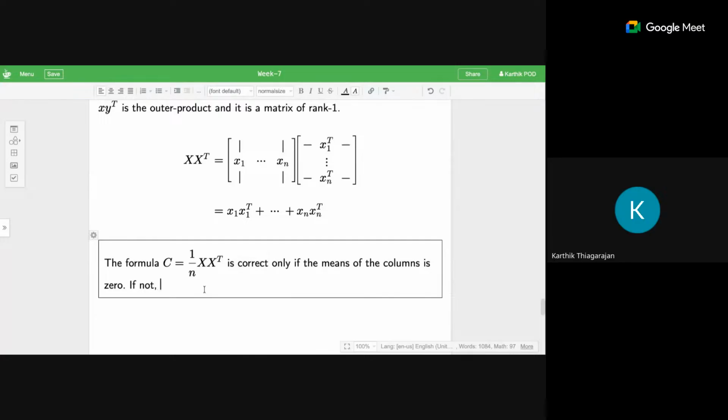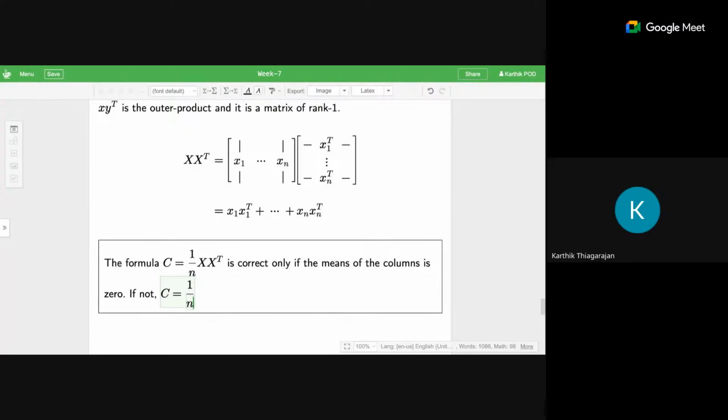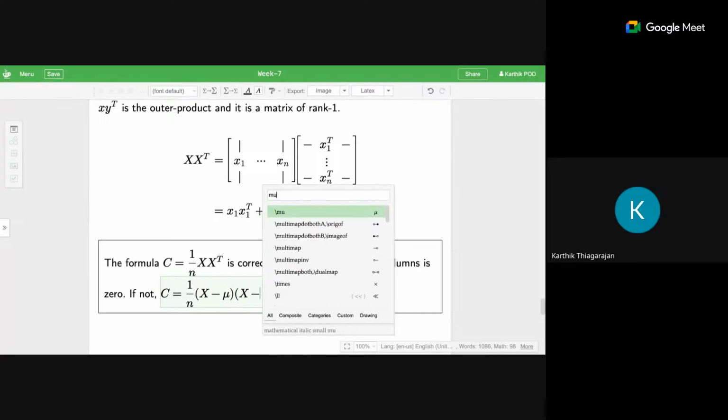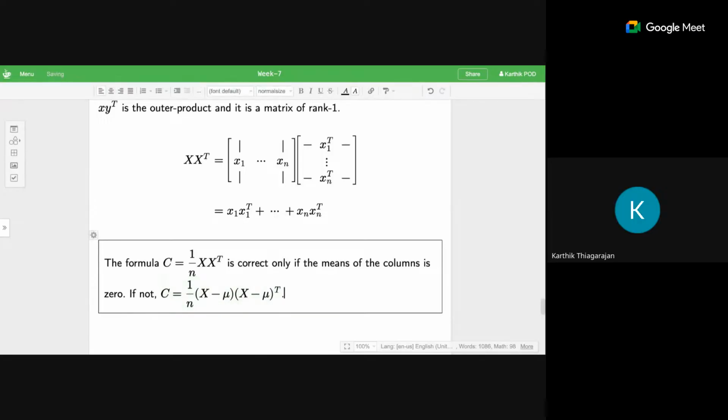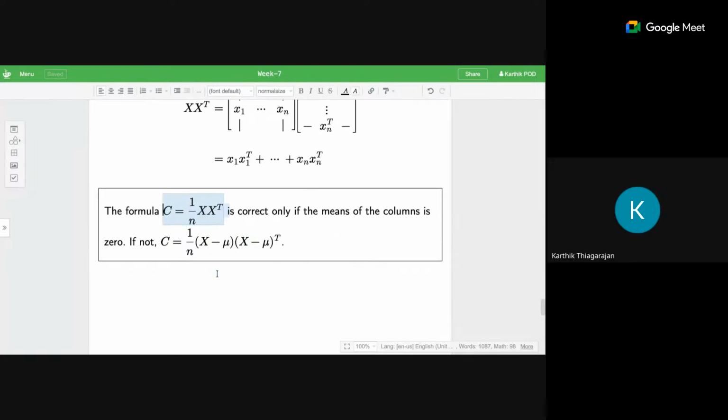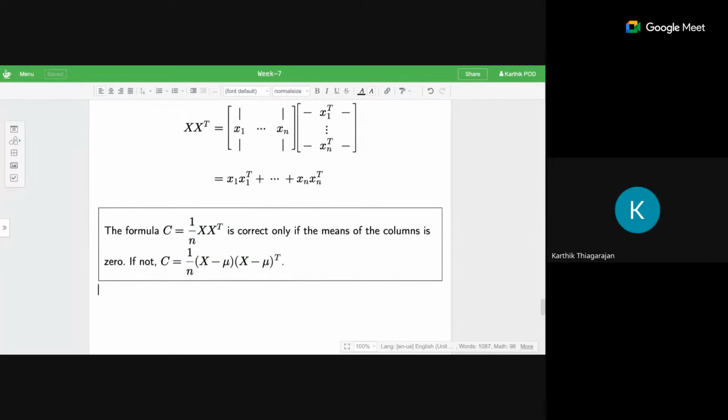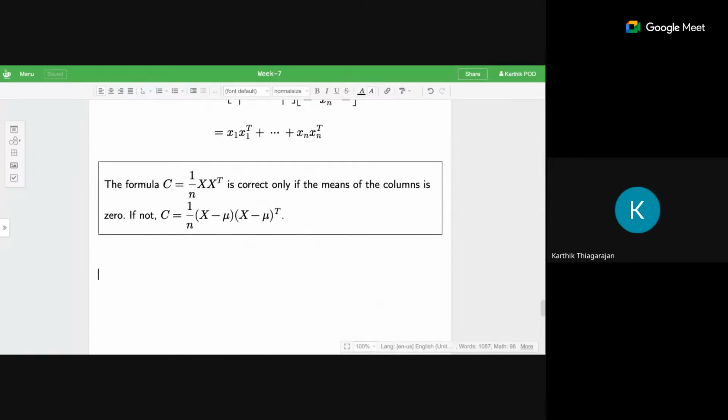If not, you have to see the actual formula for C, which is 1 by n, x minus e of x, or x minus mu, into x minus mu transpose. This is the actual formula, the sample covariance matrix. But since mu is 0, it collapses to 1 by n xx transpose. Remember this. I'll box this, and we'll come back to this later.